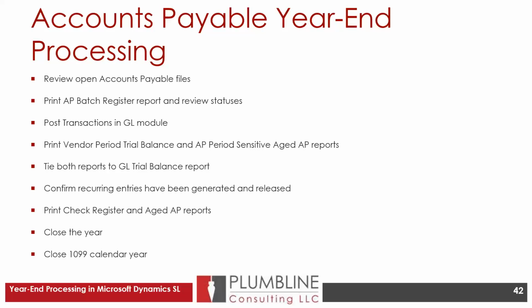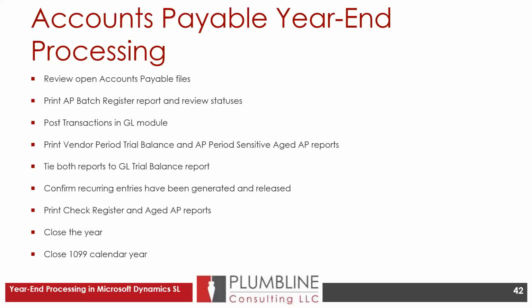For closing, review open AP files, print your AP batch register report, and review the statuses. I recommend that you also run this for the entire year to make sure that you don't have any residual batches out there. You'll make sure all your transactions are posted to the GL module. Print your vendor period trial balance and AP period sensitive aged reports, and you tie both reports to the GL trial balance.